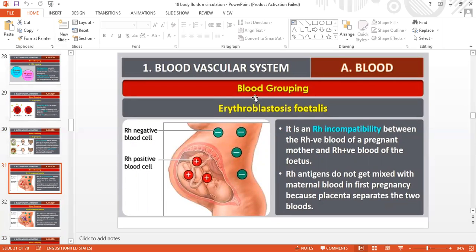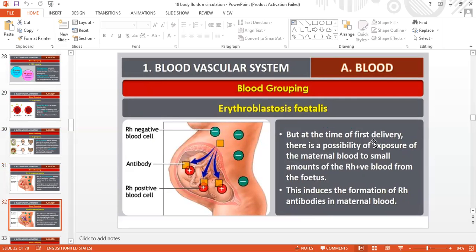Now, the problem takes place in pregnant women. That is known as Rh incompatibility between Rh negative blood of a pregnant mother and Rh positive blood of a fetus. If the mother is Rh negative and the father is Rh positive, then the fetus is going to be Rh positive. Then the Rh antigen does not get mixed up with the maternal blood in the first pregnancy because the placenta separates the two bloods.